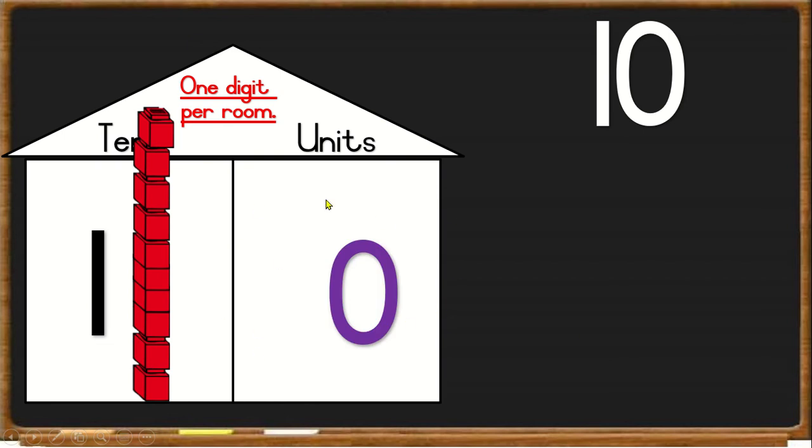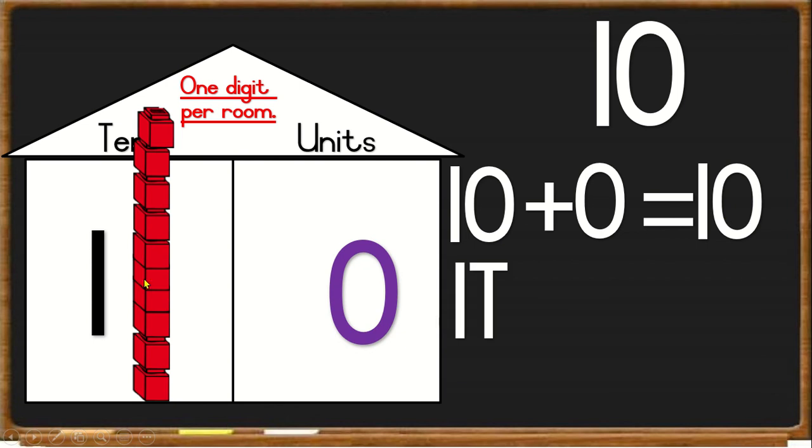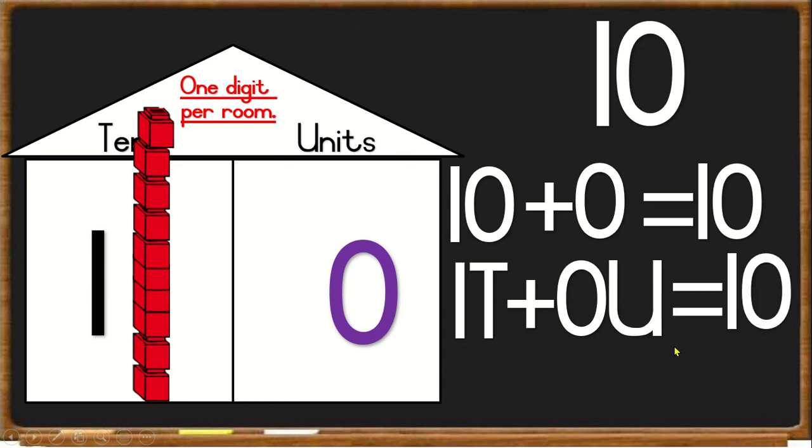There's nothing left in the units room anymore because we have one long row of 10 blocks. So we say 10 plus 0 equals 10 because we have 10 blocks over here. Then we say we have 1 tens block plus 0 units equals 10. So the first one we do without the tens and units. So we have 10 blocks plus 0 blocks equals 10.